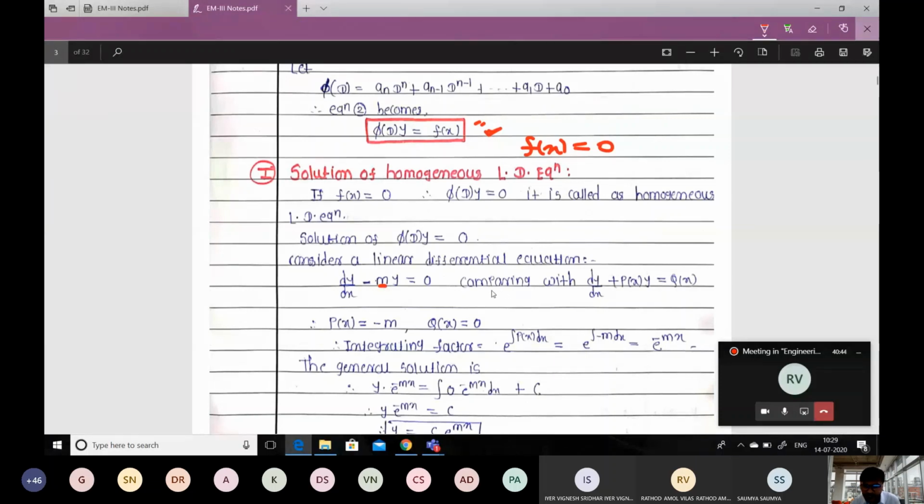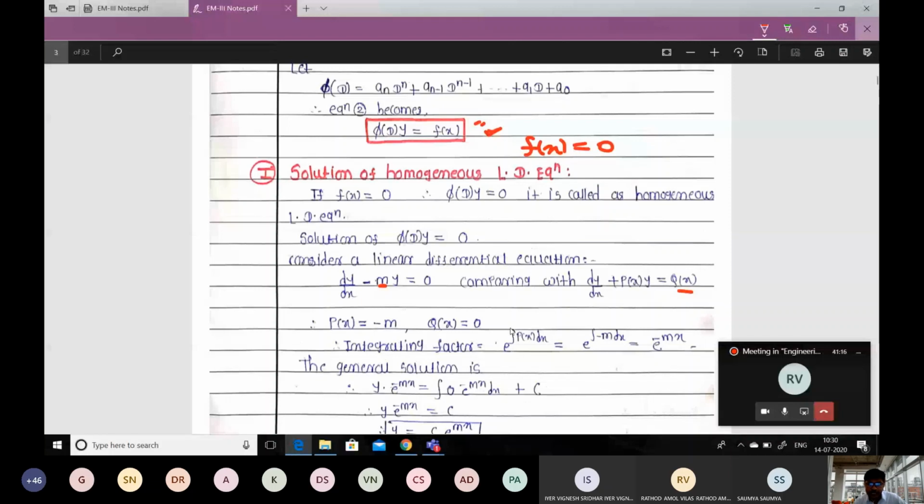Okay, comparing this differential equation with the well-known form of linear differential equation that you studied in Engineering Mathematics 2, dy by dx plus p of x times y is equal to q of x. Now let us compare this differential equation with this. We obtain p of x equal to minus m, and the value of q of x, that is the right hand side, is equal to 0. Okay, so our next aim is to find the integrating factor, because our final aim is to find the solution of this given differential equation. So what is the integrating factor?